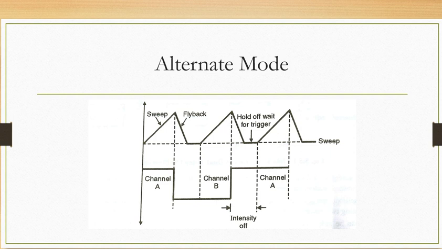The second disadvantage is that at slow speed, only one trace is displayed at a time, so it is not suitable for low frequency signals. That is the most important disadvantage of the alternate mode. So you can prefer this alternate mode only when the frequency is high. If low frequency or slow speed is there, only one trace is displayed at a time, so it is not suitable for low frequency signals.